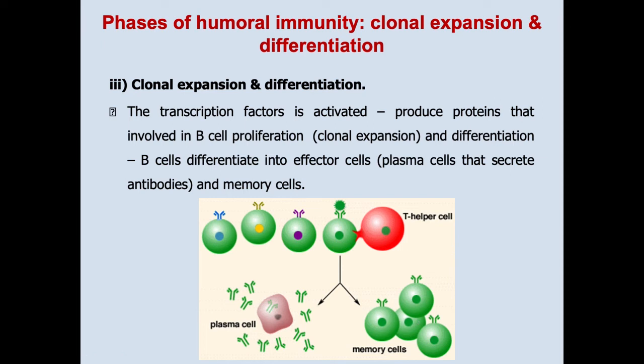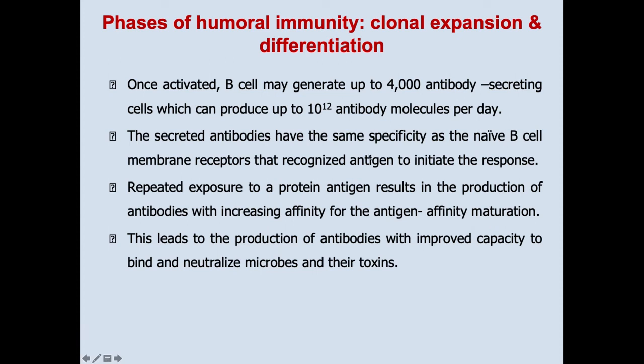If there is a second infection, the memory cell will be activated. Okay, so once activated, the B cell may generate up to 4,000 antibody-secreting cells, which can produce up to 10 to the power of 12 antibody molecules per day. So it means that plasma B cells are a very powerful, very active factory that keeps producing antibody towards our systems.